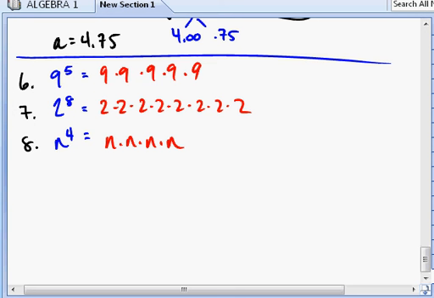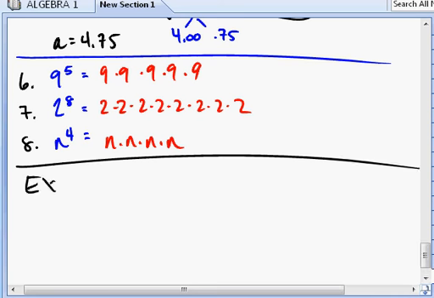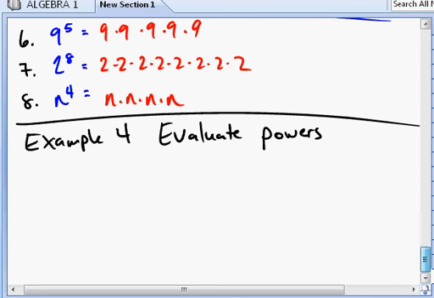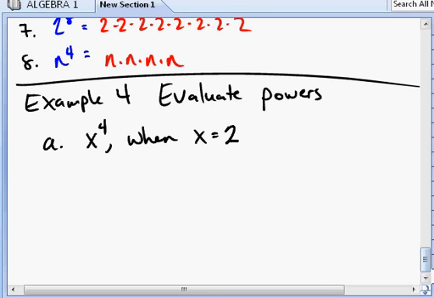Okay. Example 4. We're so close. Evaluate, which we know what that means, right? Substitute in and do the operation. Powers. So now we're going to evaluate expressions that have powers in them. A is x to the 4th when x equals 2.